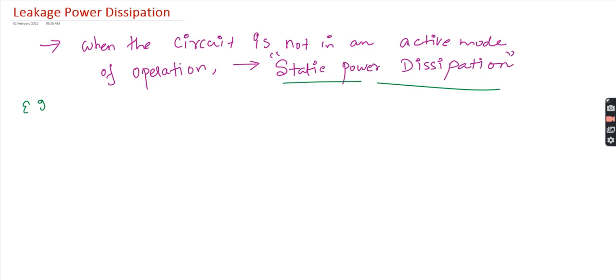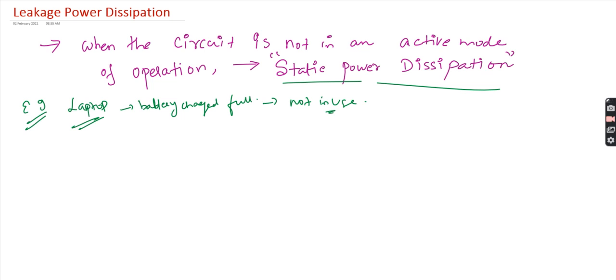In practical reality, consider your laptop example. When you are working on your laptop, the battery will be charged fully. Think the battery is full, but when not in use, you are not using your laptop for approximately, say, 6 months. If I'm not using this laptop for 6 months, what will happen?